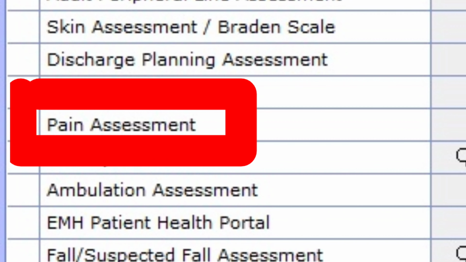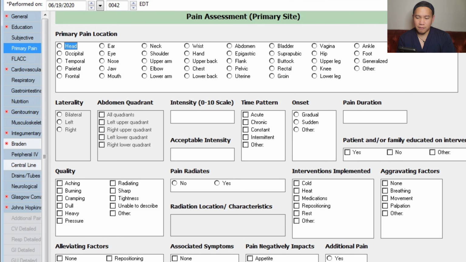The next will be the pain assessment. By the word itself, we have to make sure that we are asking about the patient's comfort. And if the patient has any pain, then we document this here as well, just to have more details about the patient's pain.